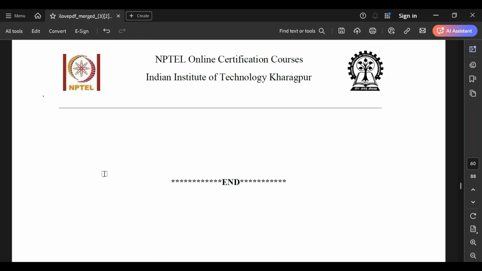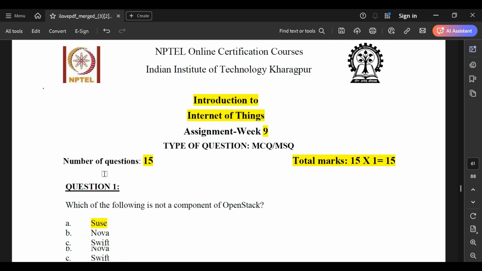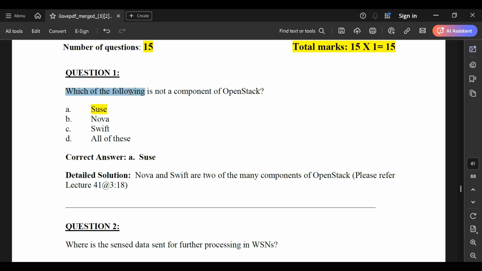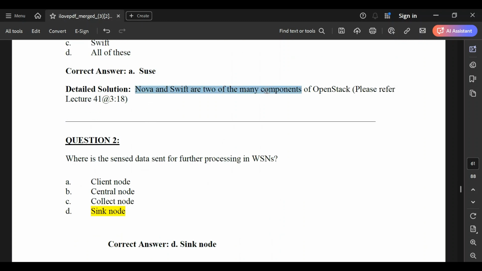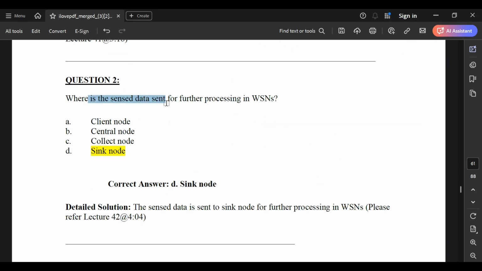Okay. Moving to the ninth assignment. Which of the following is not a component of OpenStack? So SUSE is there. Nova and Swift are the two main components of OpenStack. You can remember this. What is the sensed data sent for in WSN? So it is sent to the sink node.